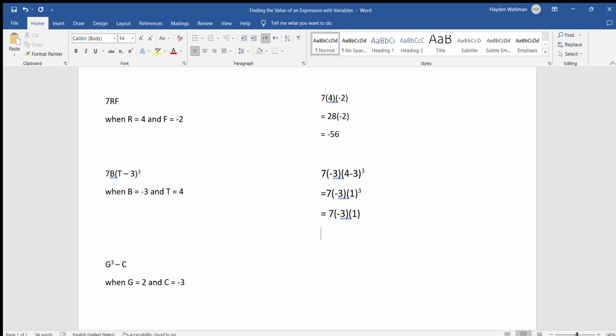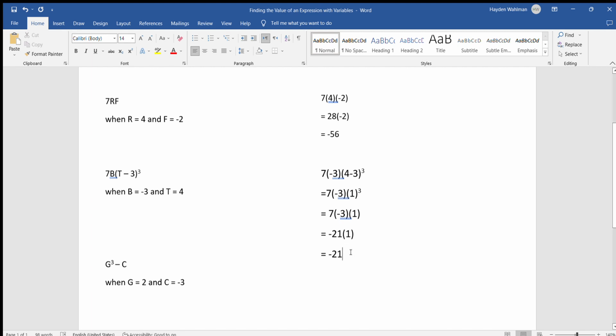So now we have multiplication and division. It doesn't matter which comes first, we just do left to right. So this is all multiplication now. Let's do it. 7 times negative 3. It's a positive and a negative multiplying, so we do negative 27 times 1, which is the same as just negative 27. That's the final answer. Okay, so there's that one.